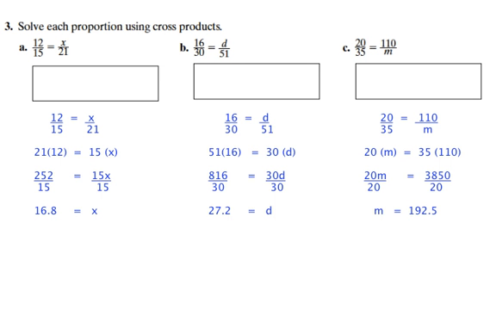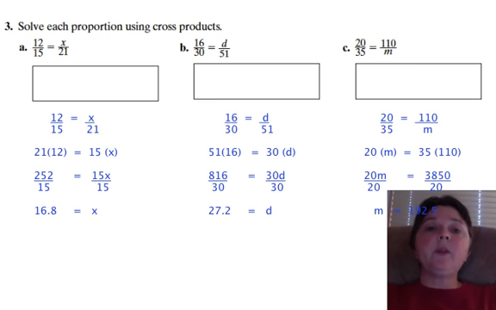And finally for 3c, we have 20 over 35 equals 110 over m. We're going to again cross multiply, so m times 20 equals 35 times 110. 20 times m is 20m, and 35 times 110 is 3,850. Now to get m by itself, we're going to have to divide both sides by 20. On the left-hand side, the 20s cancel each other out, and you're left with m. On the right-hand side, 3,850 divided by 20 is 192.5. So m equals 192.5.